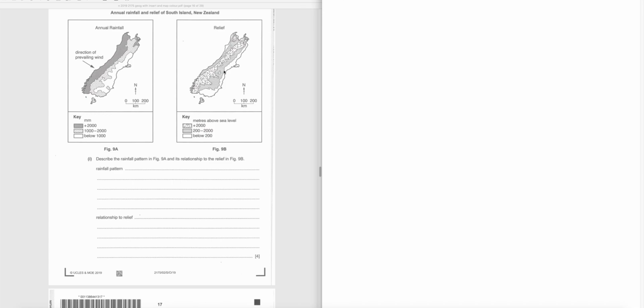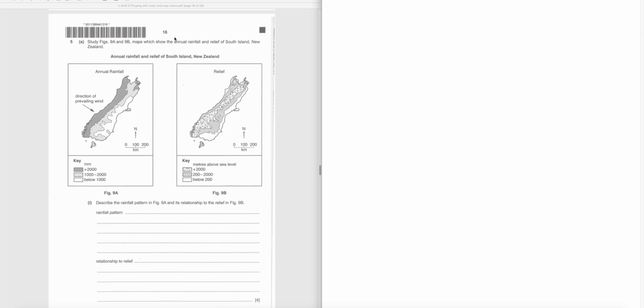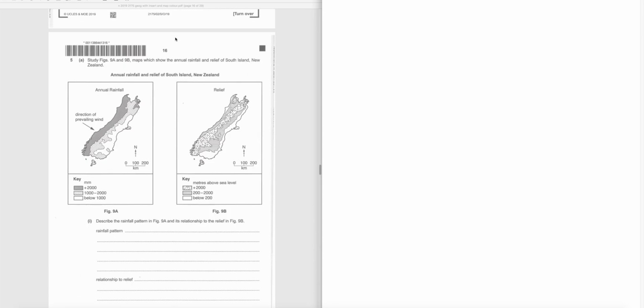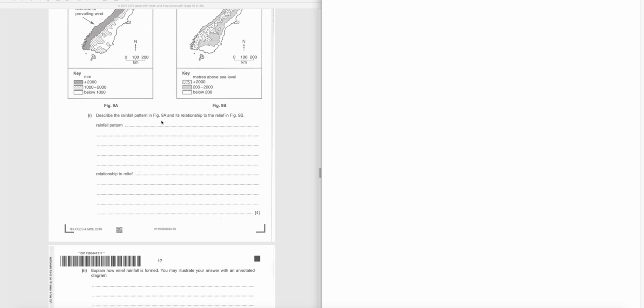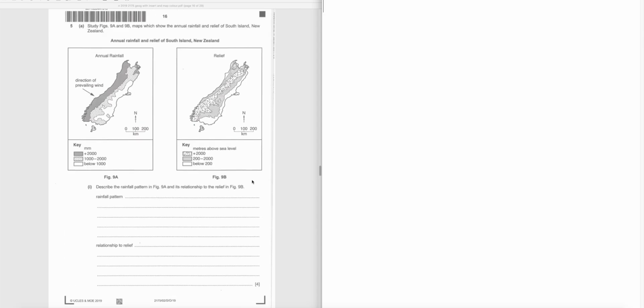Okay, we're looking at question 5 of your 2019 N level geography. So part A, part 1, you're asked to describe the rainfall pattern and then the relationship to the relief. So 4 marks, 2 marks for pattern, 2 marks for relief. You don't need to give very much details.